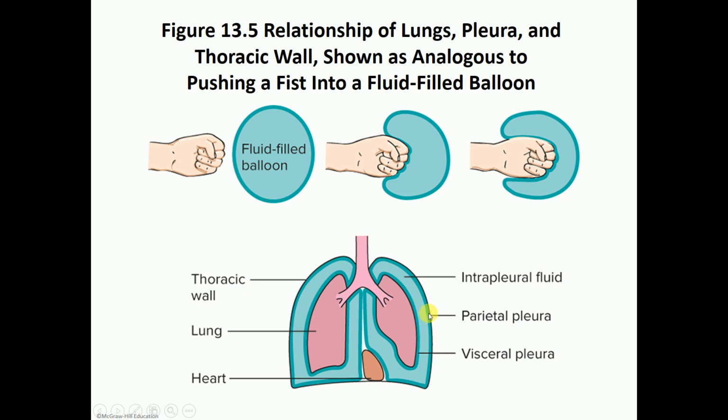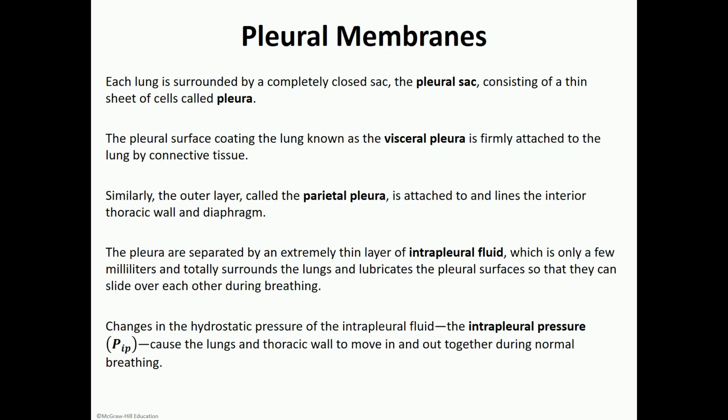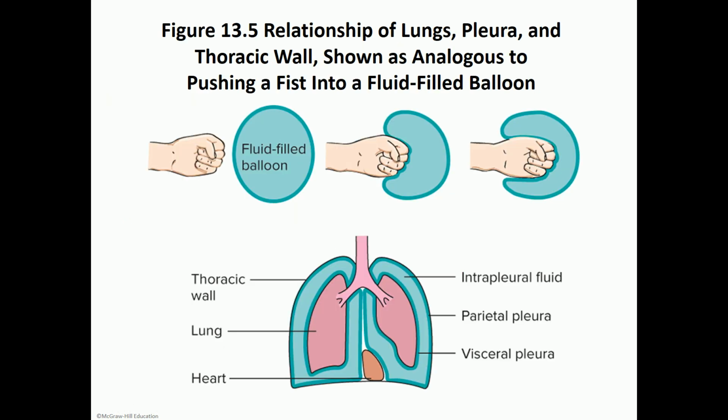Now the space between the two layers is known as the pleural space, and it's full of serous fluid known as the intrapleural fluid. It's a very, very minute, a very small amount of fluid, but nevertheless, it still has some water in it, so there does have a hydrostatic pressure. And that hydrostatic pressure is known as the intrapleural pressure, and this is the sign for it. So the PIP is a symbol for intrapleural pressure. And it's important for the movement of the lungs and the chest wall during breathing.